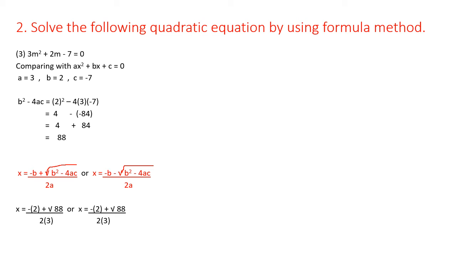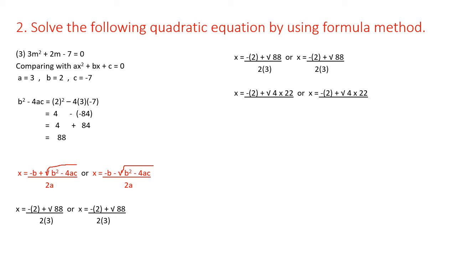Now after doing this we write down these values here, as you can see. Now root of 88 is not a perfect square, so 88 can be expressed as 4 into 22, as you can see here. We normally express this in the form of a multiplication of two numbers, out of which at least one is a perfect square. 2 3s is going to be 6.